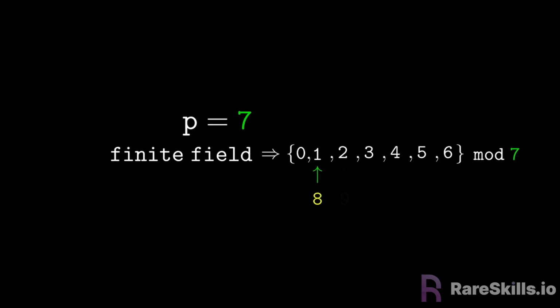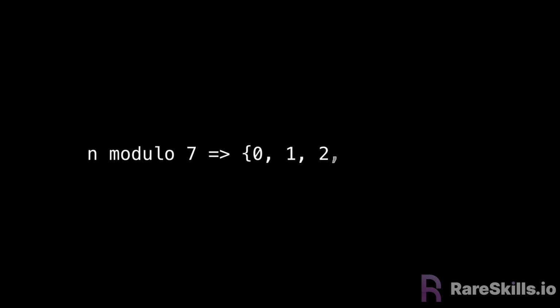A number like 8 simply turns into the number 1, 9 turns into 2, 10 turns into 3, 11 turns into 4, and so on. Eventually, we will complete all the numbers and 14 will turn into 0, 15 into 1, and so on. To convert a normal number into a member of the field, we compute the modulus of that integer with the prime number. This means that 8 maps to 1, 10 maps to 3, and 49 maps to 0.